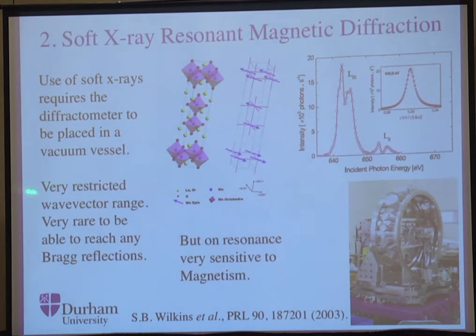The problem is that the very soft energy, the very long wavelengths, means that we have a very, very restricted wave vector range. In most samples, the Ewald sphere doesn't contain a single reflection. So you're never going to use this for structure solution or magnetic structure solution, which tends to use hundreds or thousands or tens of thousands of reflections. You're lucky if you can get to one. But if you choose the system correctly with a long enough wavelength unit cell, you're very, very sensitive to magnetism.